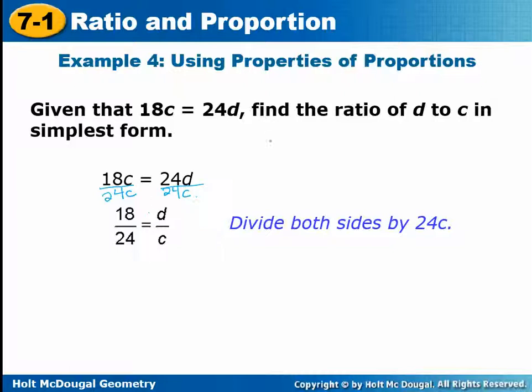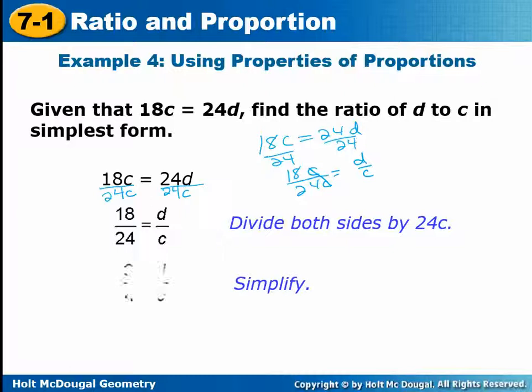Now you could do this in 2 steps. You could say 18c equals 24d, and first I'll try to get d by itself. Then you'd have 18c over 24 equals d. And then you'd want to get rid of the c too, so you divide both sides by c. They're saying, let's just do both of them at the same time. So you get 18 over 24 equals d over c. That's not simplified yet. That simplifies to 3 over 4 because you can divide both of them by 6.